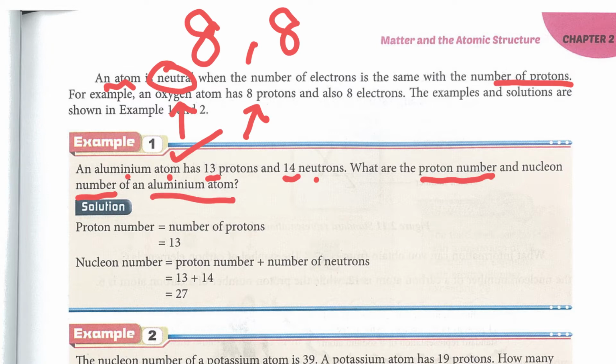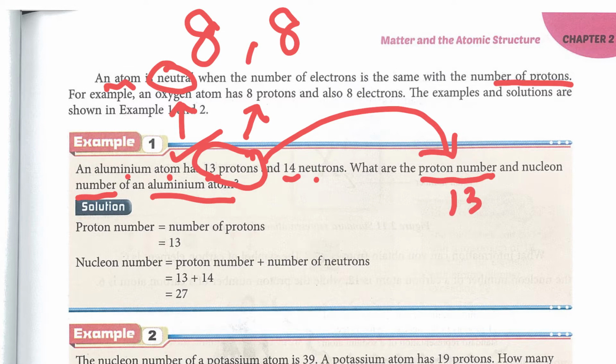So as you have learned previously, when the question mentioned that it has 13 protons, it means that the proton number is also 13. Look at the solution over here. Proton number is equal to number of protons. When the proton number is 13, the number of protons is also 13. Okay, next, let us go to the next question.